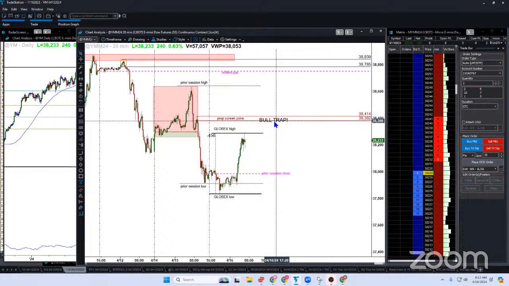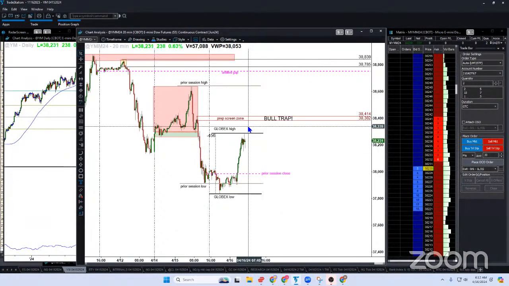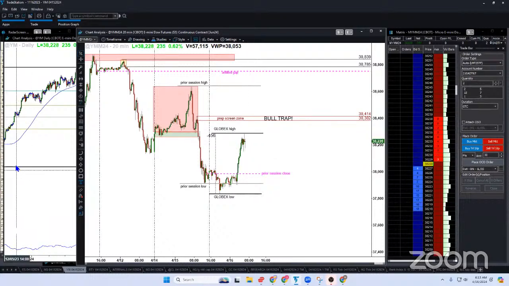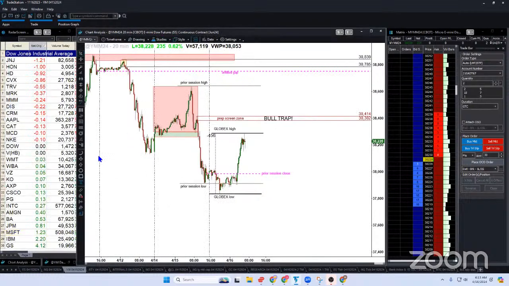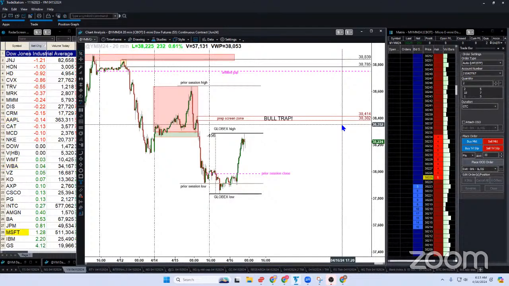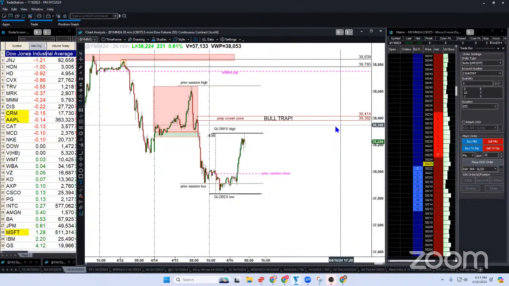So this is where we're expecting the bull trap. This is the first supply zone above the Globex high. So what we're going to anticipate is the Dow opens, moves higher, looking for that bull trap, and then we'll look for the opportunity to take the trade short.